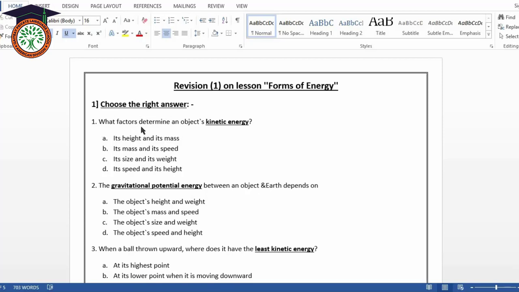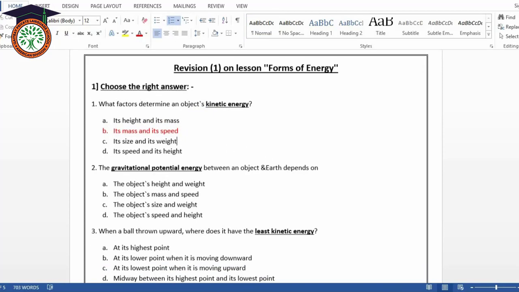Number 1, what factors determine an object's kinetic energy? Yes, there are two factors affecting it. They will be the speed and mass. Excellent. For the kinetic energy, it's speed and mass.